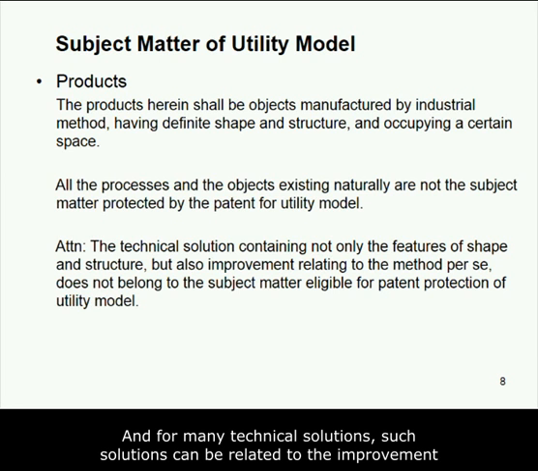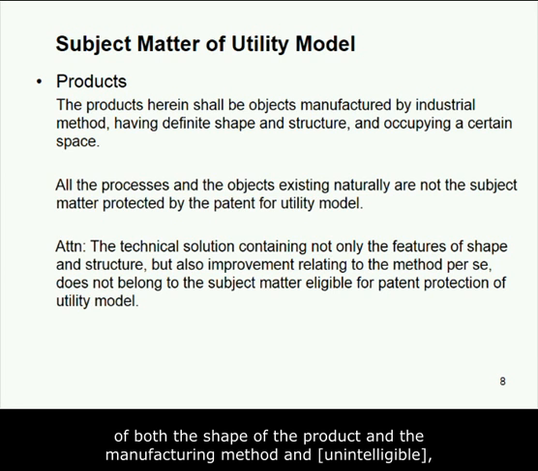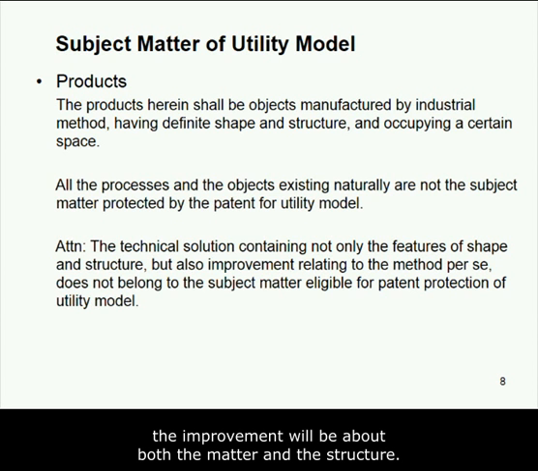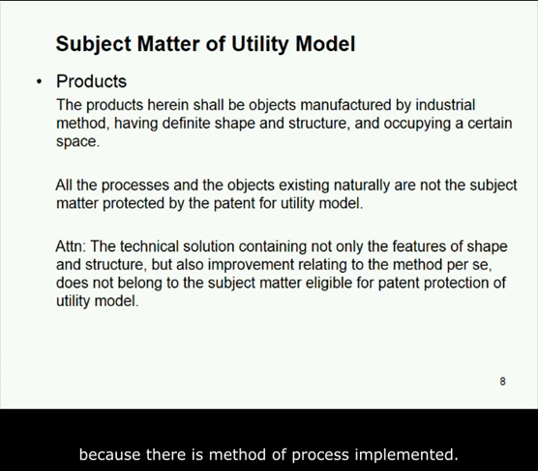And for many technical solutions, such a solution can be related to the improvement of both the shape of the product and the manufacturing method. Under such a situation, the improvement will be about both the method and the structure. Such a technical solution cannot be the subject matter of utility model because there is a method or process improvement.